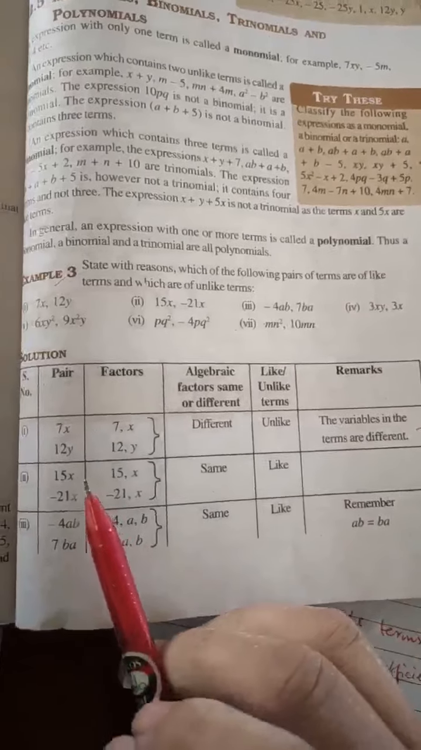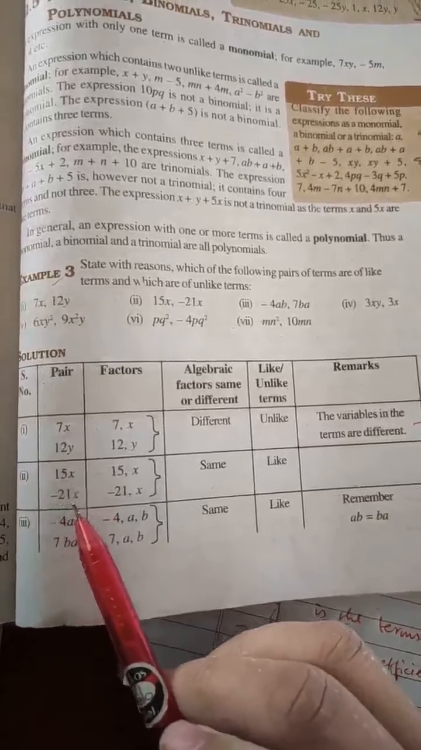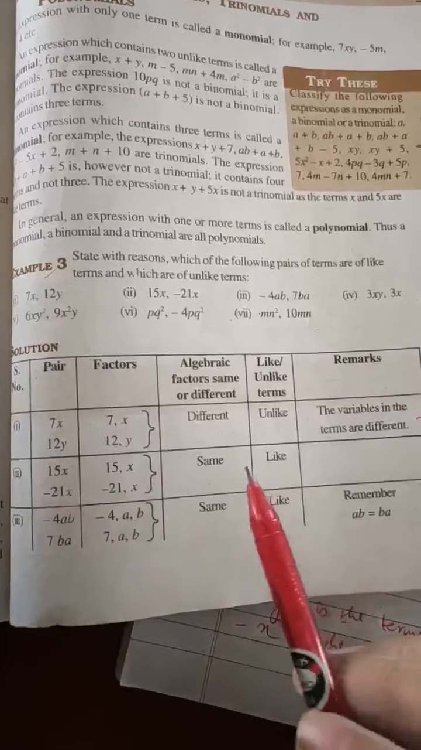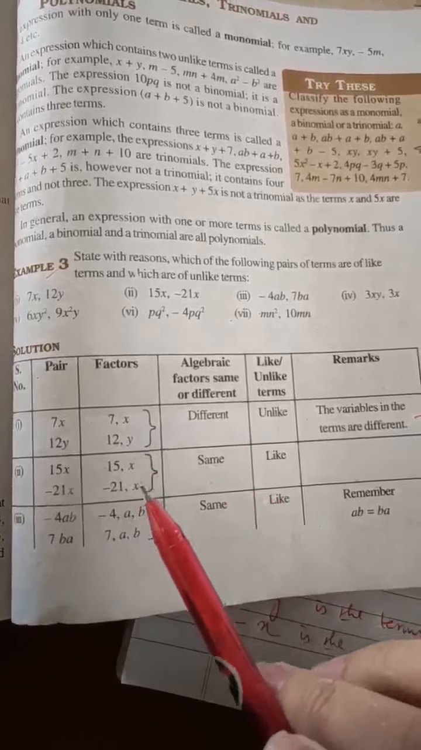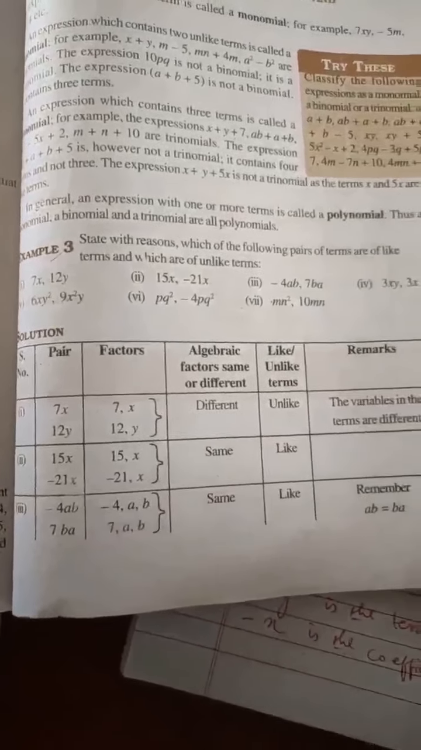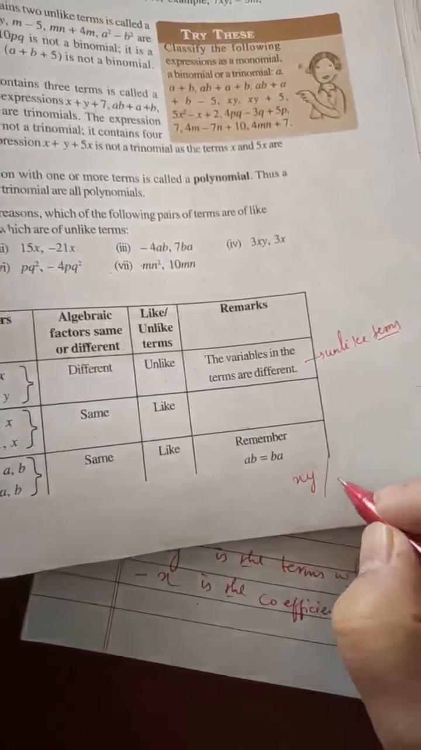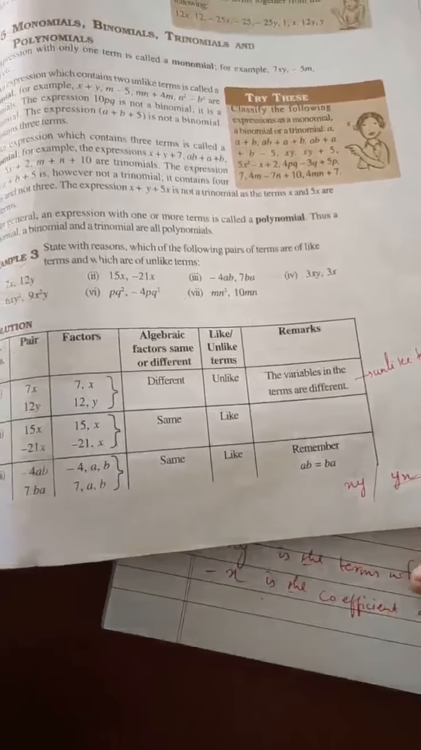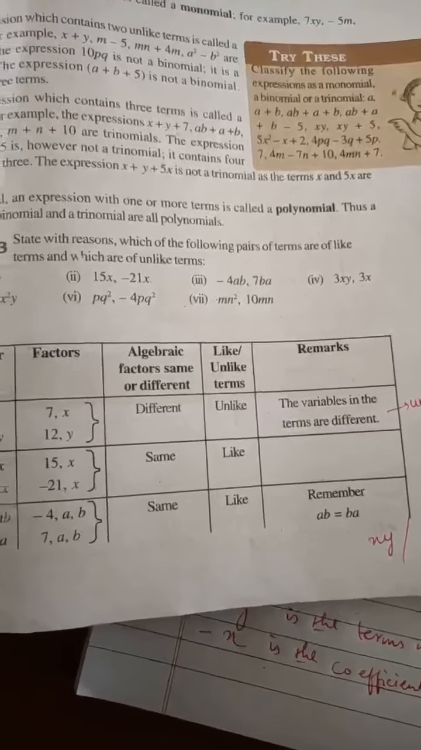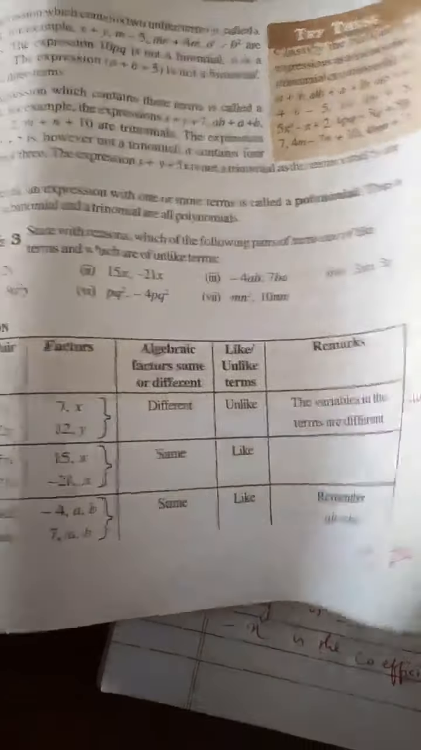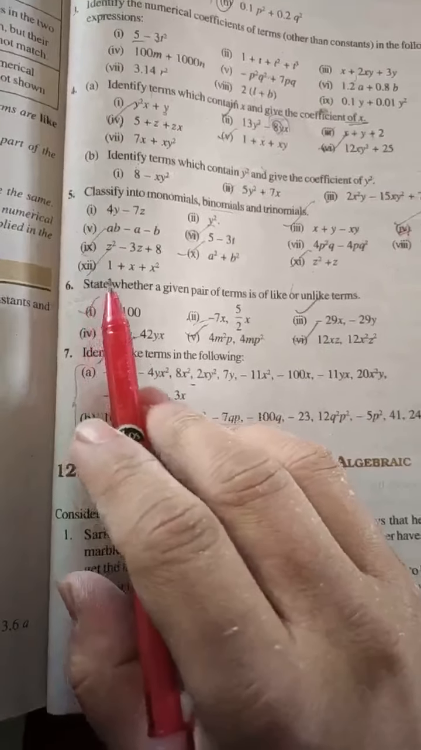Right? Next, 15x and minus 21x. If you see the factors 15, x and minus 21, x, they have the same algebraic factors. That's why it is a like term. Similarly, sometimes it is written like this, xy, and for other terms it may be written as yx. This is also the same. You may consider in this condition that they are like terms.